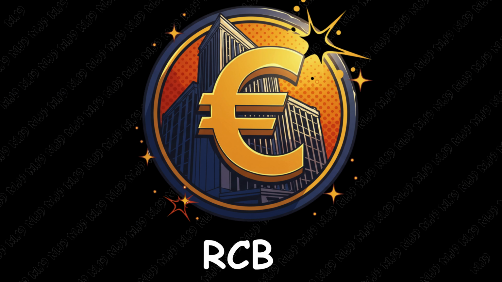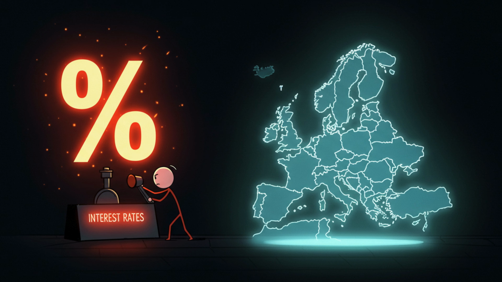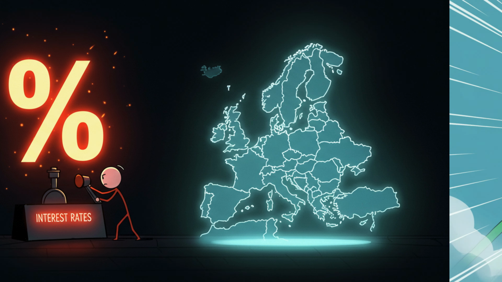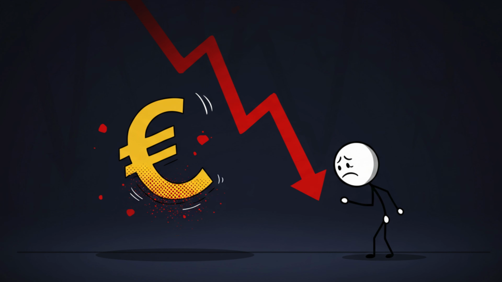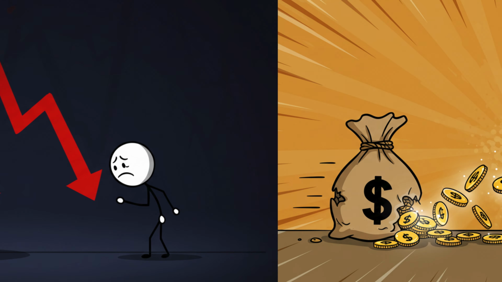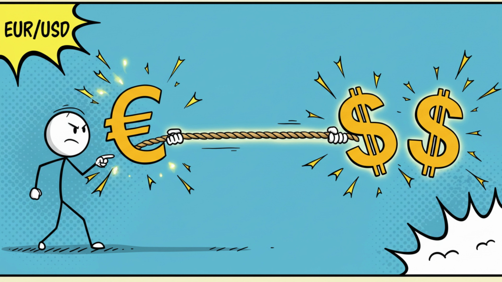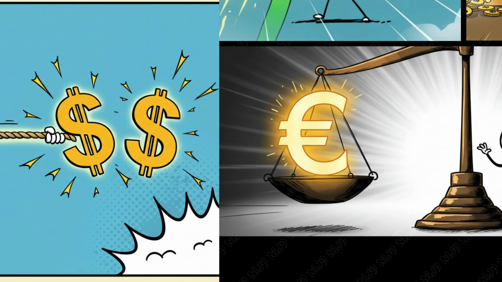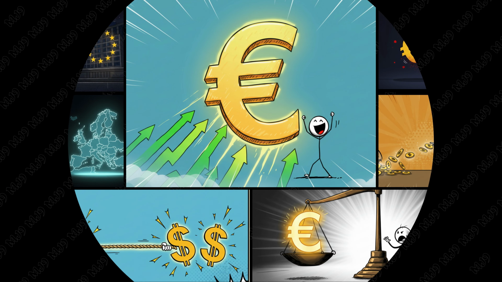ECB, European Central Bank. ECB stands for the European Central Bank. It sets interest rates for the Eurozone. If the ECB raises rates, the euro gets stronger. If they cut rates, the euro gets weaker, because investors move money toward currencies with higher returns. ECB policy also affects the dollar through the euro to US dollar pair. In simple terms, ECB decisions decide the strength of the euro.